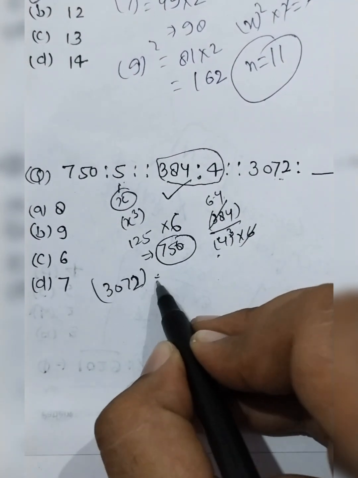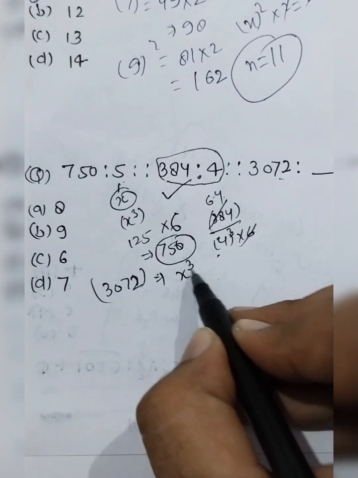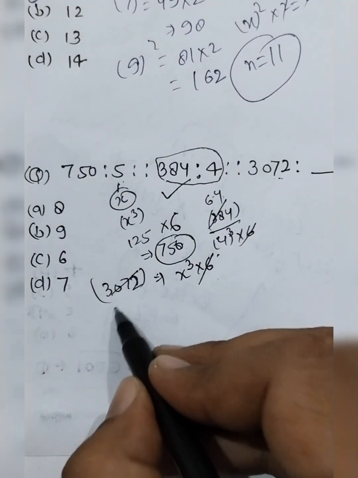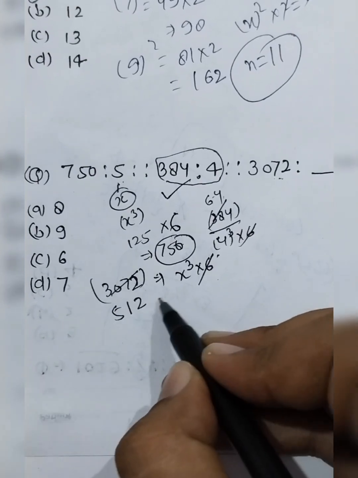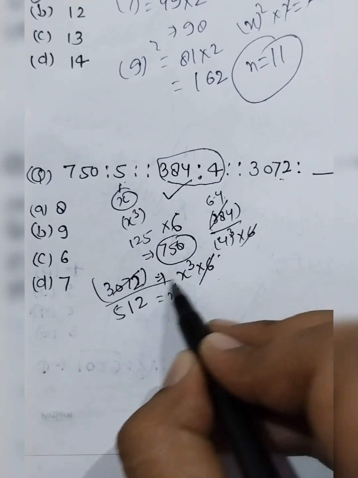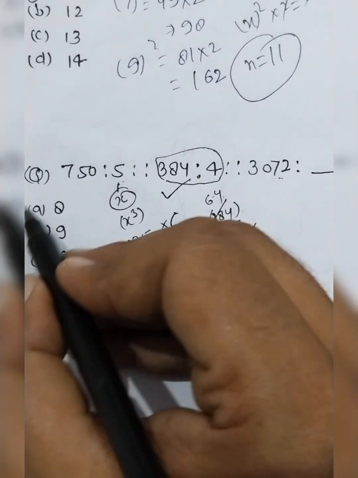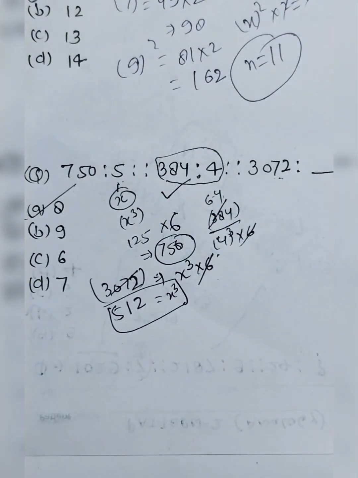3072 is a cube of some number, maybe x cube into 6. So we have to solve this. 6 5s are 30, 6 1 is 6, 6 2 12. Now we got the number: x cube is equal to 512, and we know that 512 is the cube of 8. So our answer will be 8.